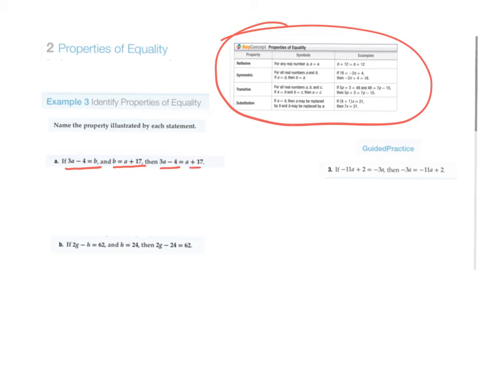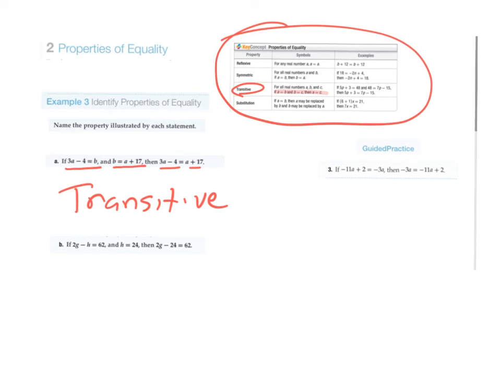So we're looking for something that changes what it's equal to. Well, reflexive is the exact same. Symmetric is just the same but flipped. So that property is the transitive property. And transitive is when you make it equal to something else. So a equals b, and then b equals c, and a equals c. See how they're all different. So if you look at those problems right there.